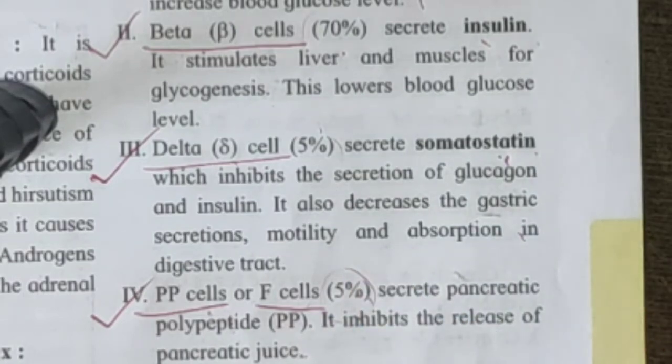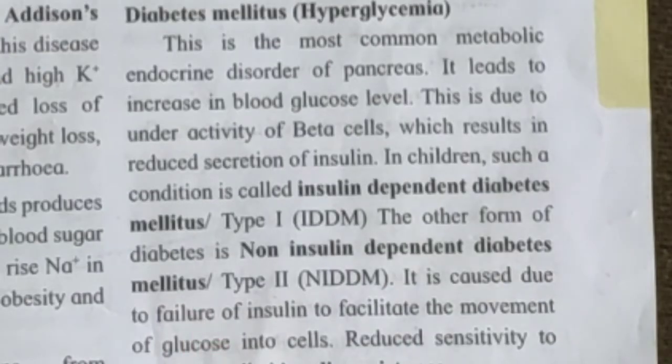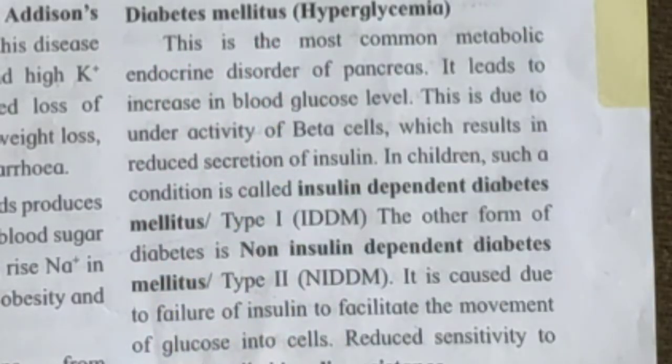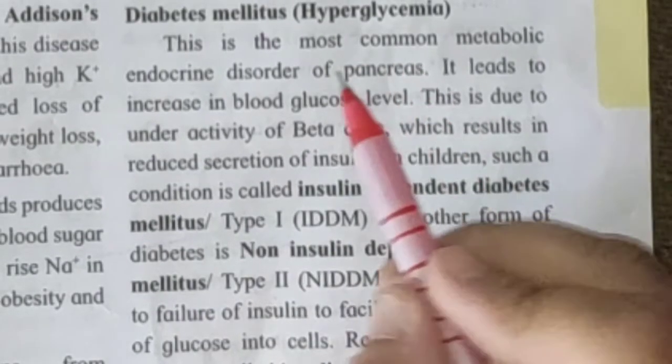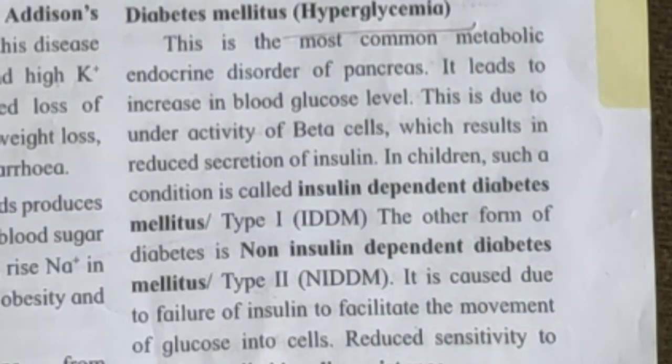And we already know in diabetes the important factor is blood glucose level, the balance of our blood sugar level. So related to the pancreas, there is only one disease called diabetes mellitus, that means our diabetes. And this diabetes mellitus is also called hyperglycemia. We already know this is an endocrine disease.